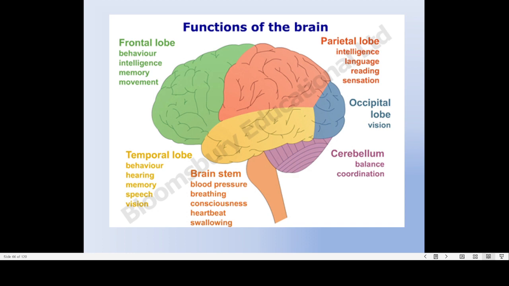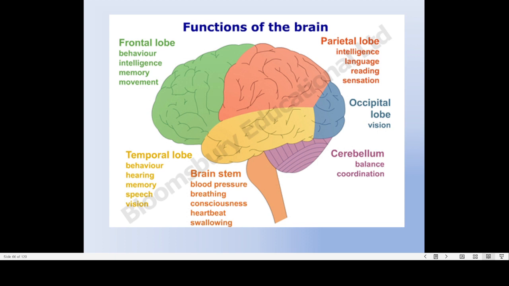The frontal lobe mainly has the centers for behavior, intelligence, memory and movement. Similarly, in the parietal lobe, intelligence, language, reading and most of the sensation are centered. The occipital lobe is mainly the vision center. Then the temporal lobe has the centers for behavior, hearing, memory, speech and the association vision area.